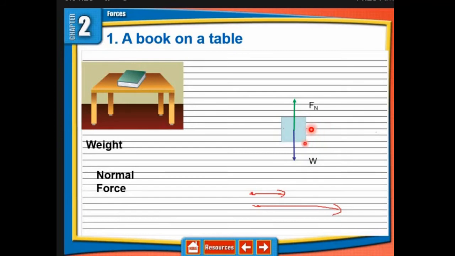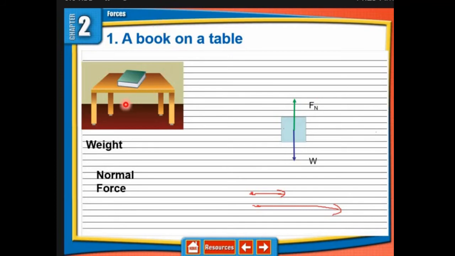So notice that when I draw the weight, it's from the center up to this one, and then I draw the normal force from the center up, and I label it Fn and I label the weight W. Then you also have to notice that they have the same length. This is very important. So question, why do they have the same length?